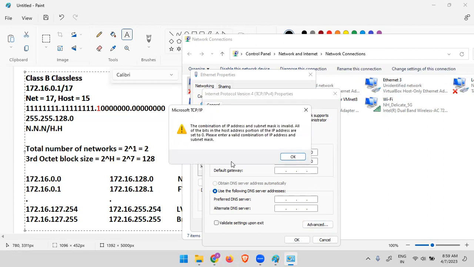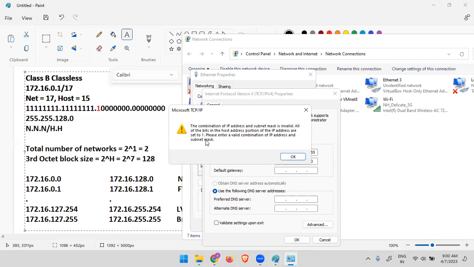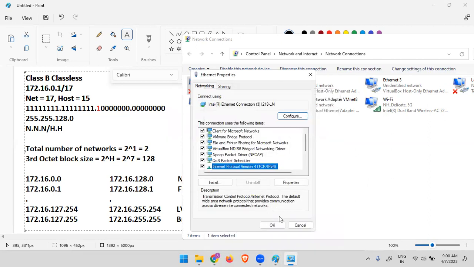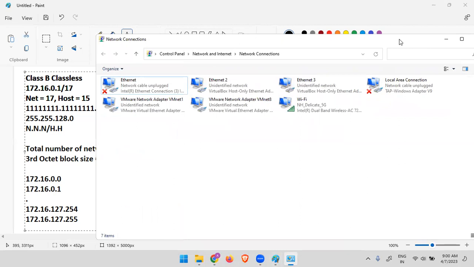Now see, set to 0 means this is the network ID. 255.255. Set to 1 means broadcast address. Okay, that is clear. Or still any doubt? Yes, Nick.